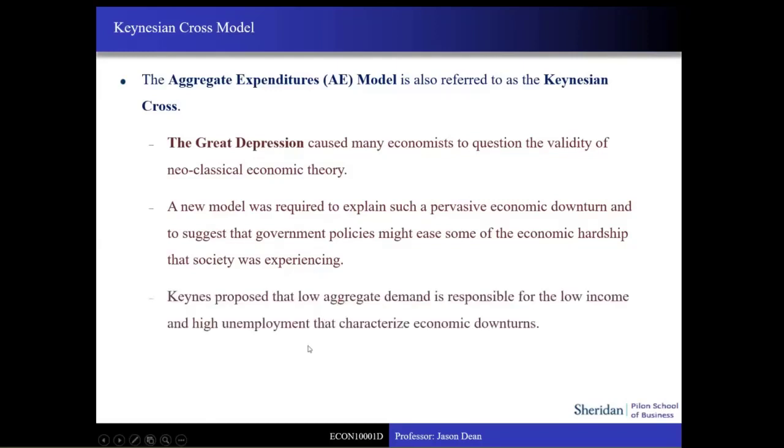So Keynes proposed a low aggregate demand. Essentially, he proposed that you sort of get into a rut. You have something happen like the stock market crash in the Great Depression that causes aggregate demand to be very low, and that's responsible for low income. There's less being produced and high unemployment. So basically, you can kind of get stuck in this situation in the short run where you have inadequate spending. And so he criticized the idea that the aggregate supply curve can just adjust on its own and get us back to full employment.